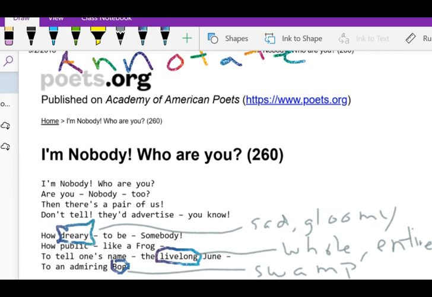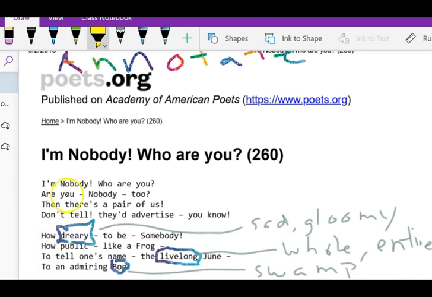You'll see that I circled the words that were unfamiliar. I drew a line to the margin and I defined those words. Dreary means sad or gloomy. Live long means whole or entire. And bog is a swamp.